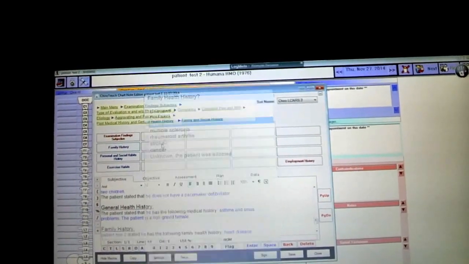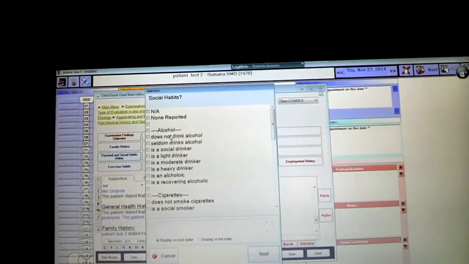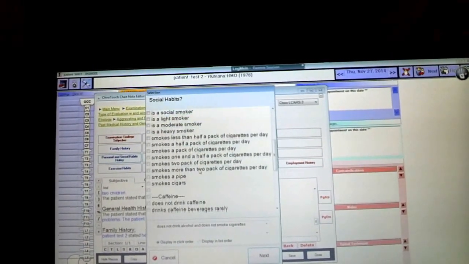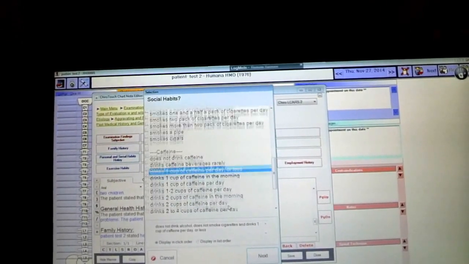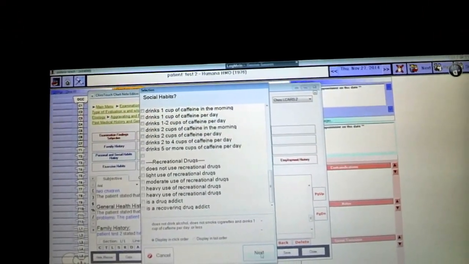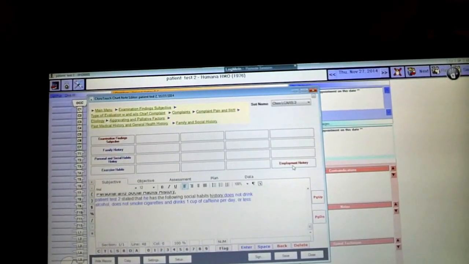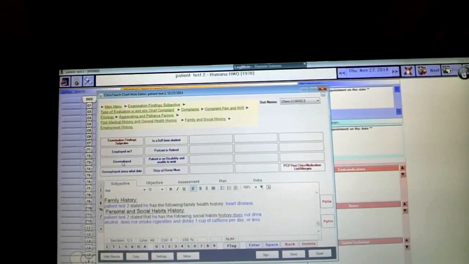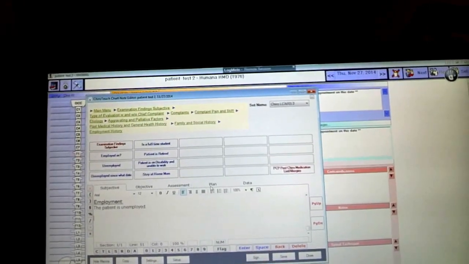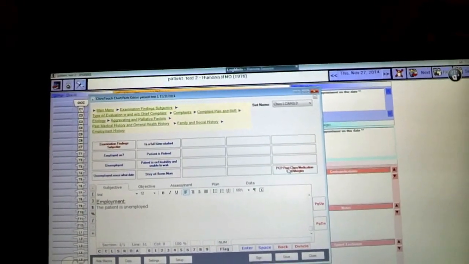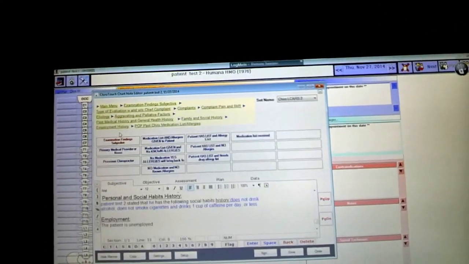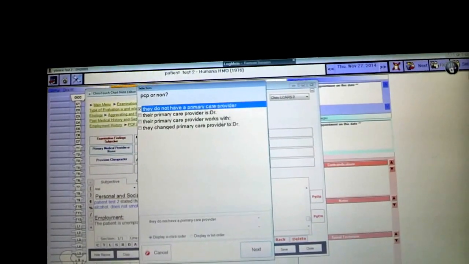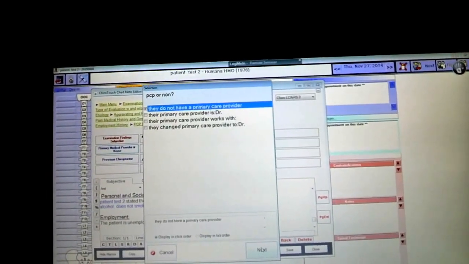You can type what else you wanted in there. Personal habits, we can say that they do not drink, they do not smoke, they drink caffeine, about 1 cup a day or less. And then again, we can put down any recreational drugs. From there, employment, we can say the person is employed as, let's say the person right now is unemployed. And then that takes us over to their primary care physician or their past chiropractor. We can add who their primary medical doctor is, whether they don't have one, or if they go to a facility for their medical treatment.